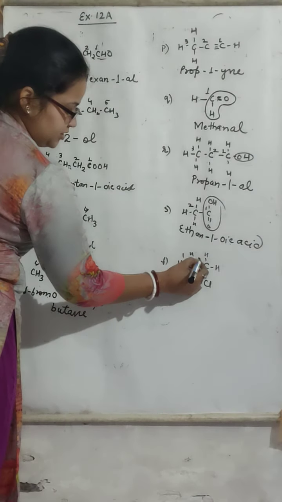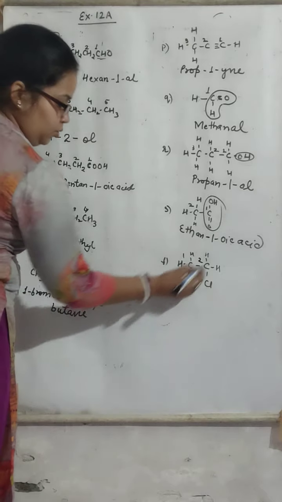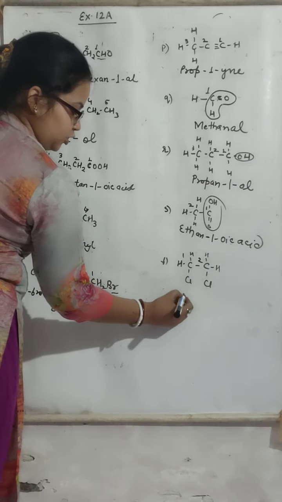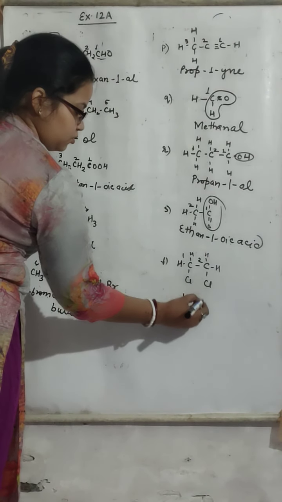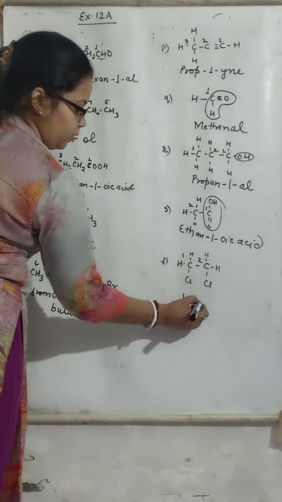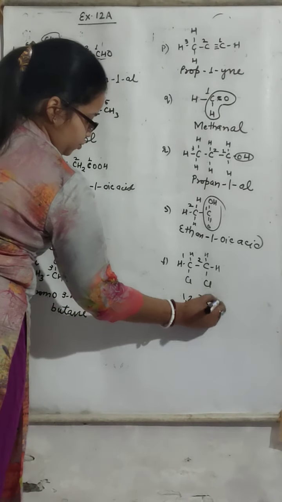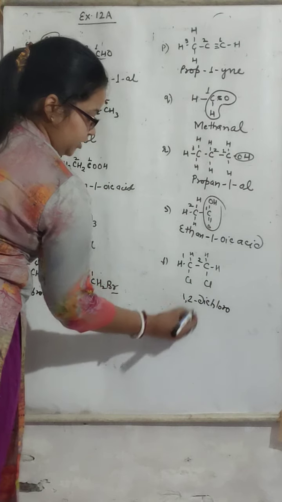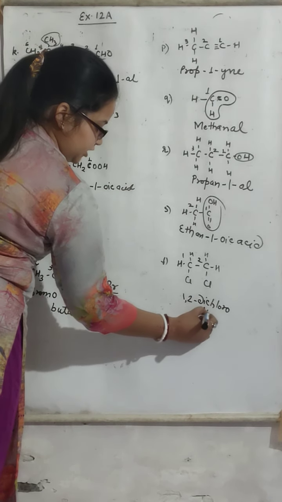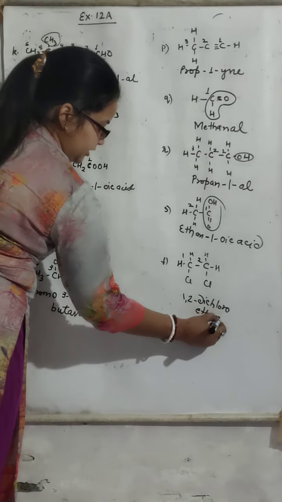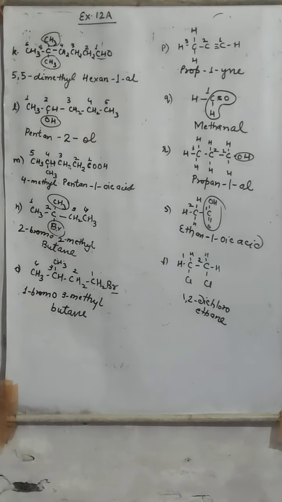Next one is this. Only 2 carbons are there, so 1 and 2. Chlorine is present on both, so 1, 2 dichloro. 2 carbons are there, that is why eth. All single bonds are there, so its name will be 1,2-dichloroethane.